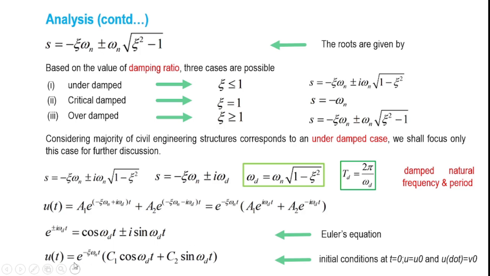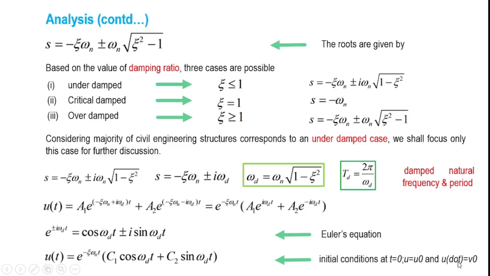the solution for the response of a damped free vibration can be written as e raised to minus of c into omega n into t into c1 into cos of omega d t plus c2 into sine of omega d into t. Now obviously we know that c1 and c2 are the constants which can be easily evaluated using the initial conditions, that is at a time t equal to 0, the displacement is u equal to u0 and that the velocity u dot will be v0.